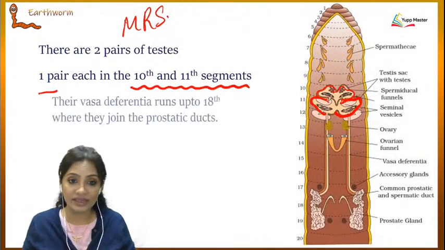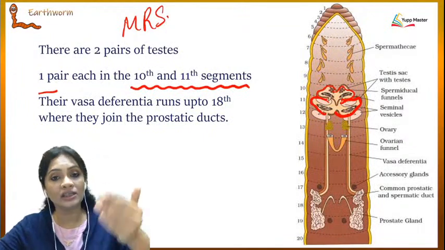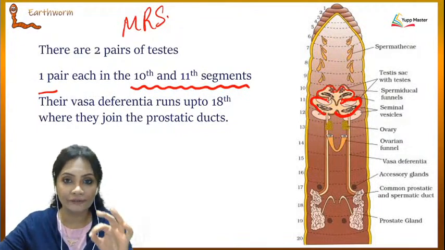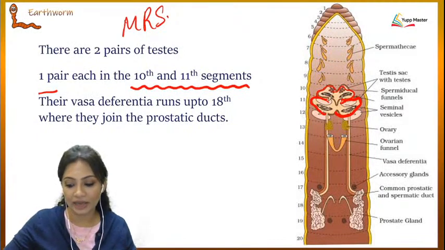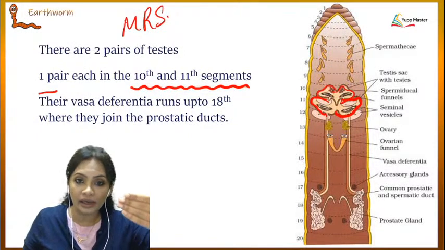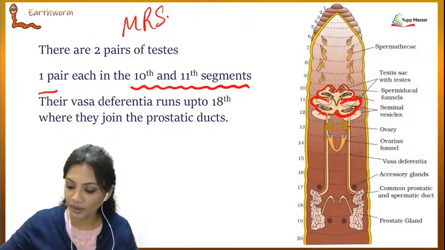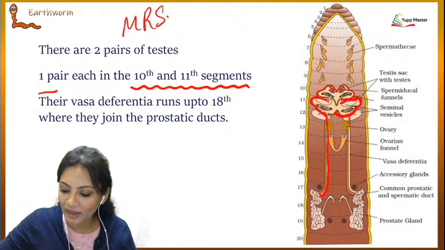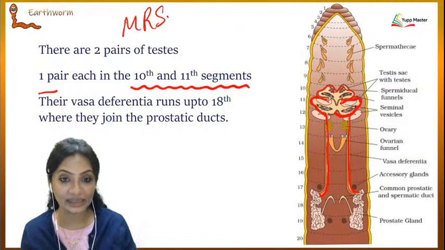Okay, next, the testes means the sperms are going to be made there, and we need the sperms to be traveling. So there is a vas deferens. The vasa deferentia start right where the testes are, and they run all the way up till the 18th segment. Look at that over here, how the vasa deferentia are running all the way down. Can you see how the vas deferens is running down? It comes all the way down and enters at the region of the 18th segment.